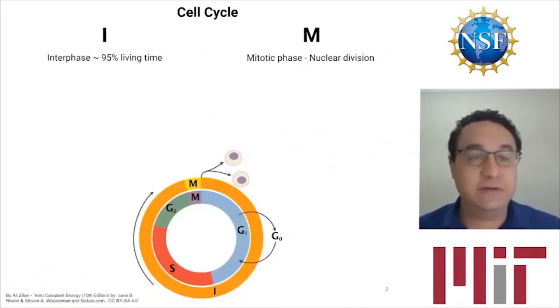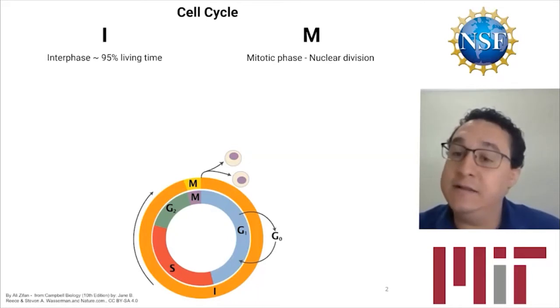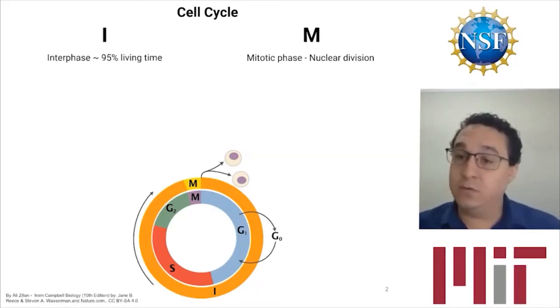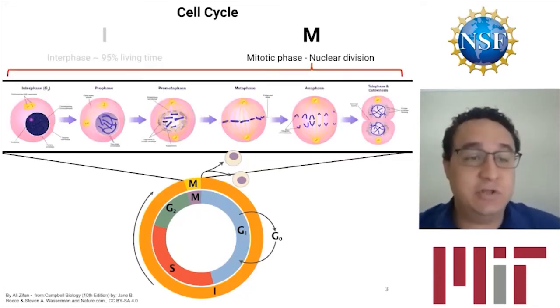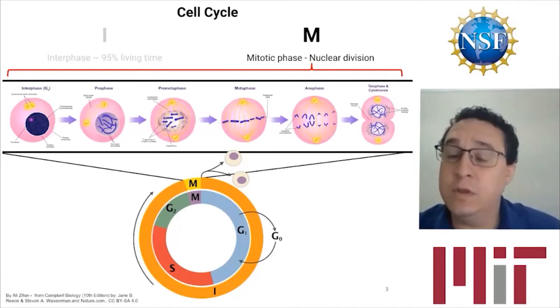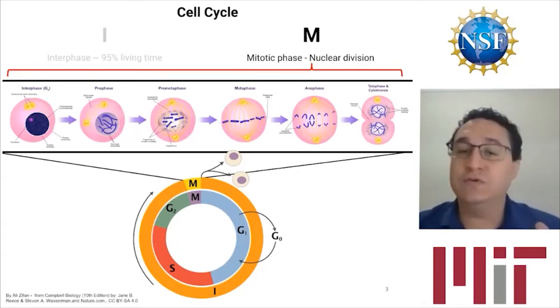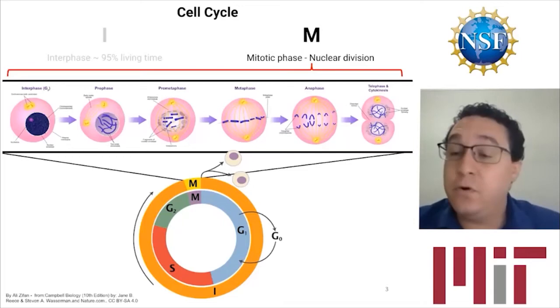If you consider that 95% of the living time of a cell is spent in interphase, which is basically preparing itself for mitosis, the cell division, you can see that your genome passes through a lot of different transitions, which means your chromosomes change shape, and there's a lot going on here.